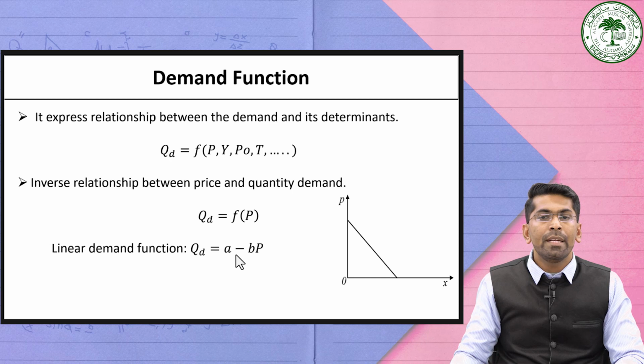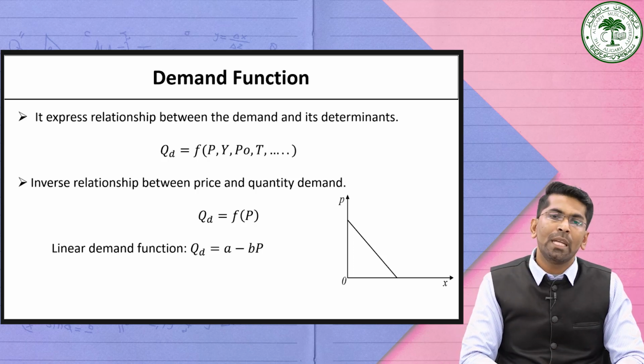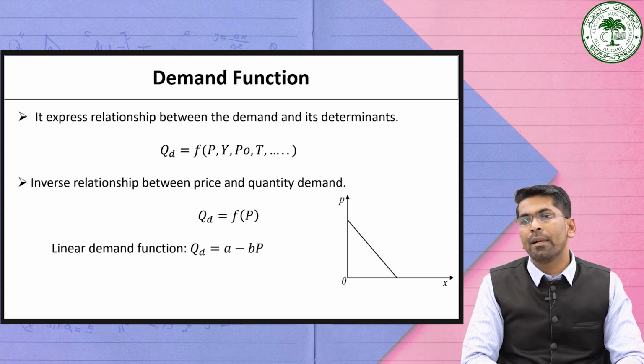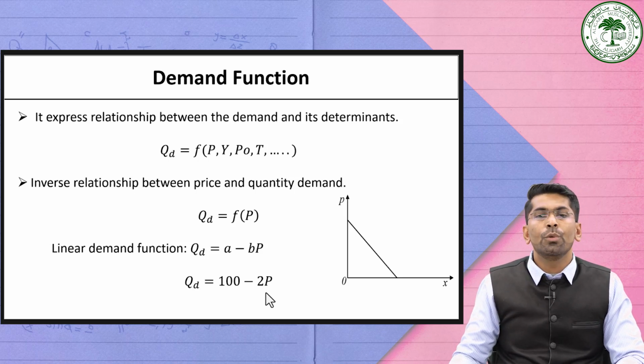That means the quantity demanded when price is 0. And what about B? B is the slope of the demand curve, which means it is the rate at which the quantity demanded changes when the price changes. See the negative sign in front of B, this minus B. It is a negative sign which signifies there exists an inverse relationship between price and quantity demanded as per the law of demand. For example, the quantity demanded is equal to 100 minus 2P.